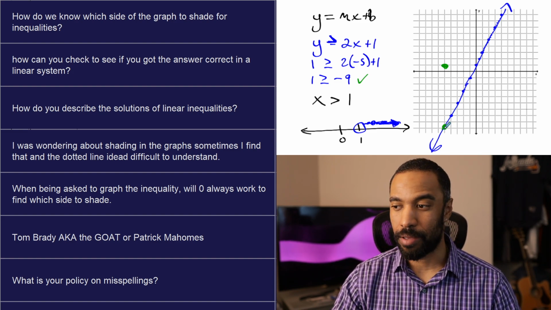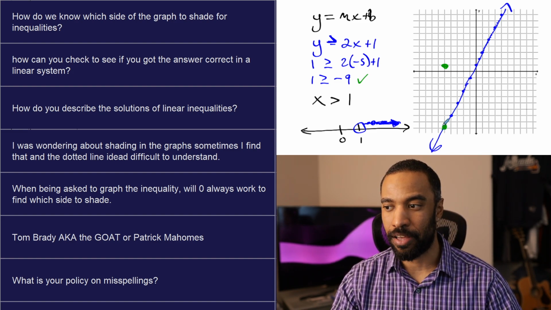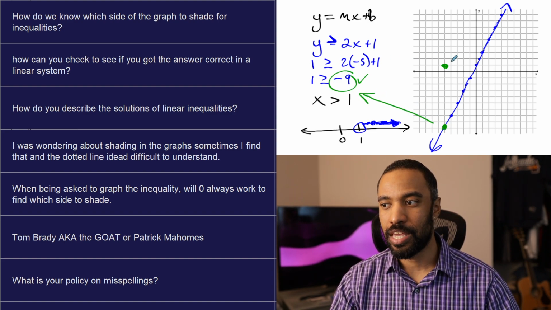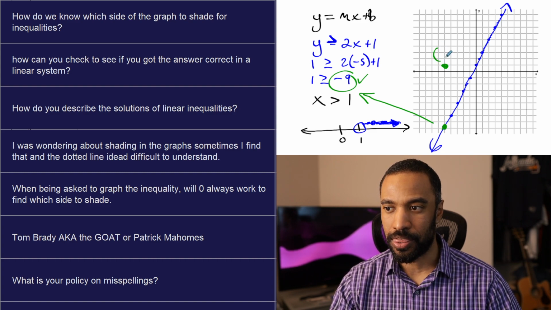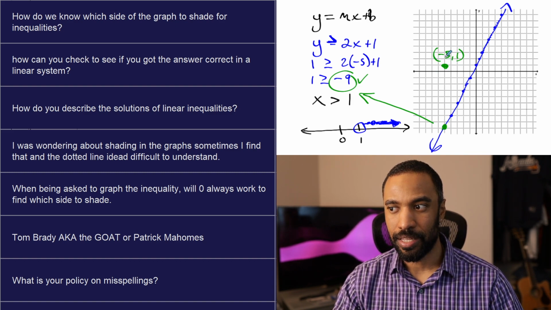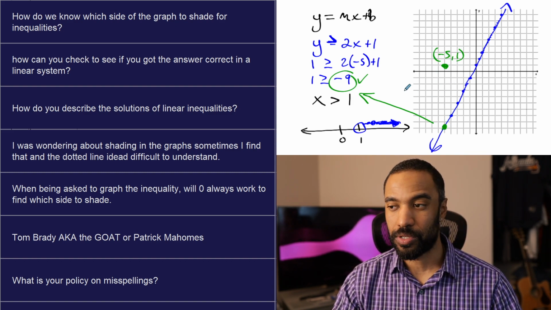And you might be wondering why I'm talking about this point right here, because this is the value of y that I just got when I substituted -5 for x. This y that I chose on this x of -5 is greater than the y that you get by plugging in that x value. And that's what we're testing.